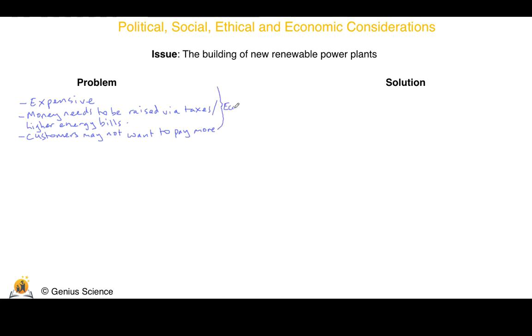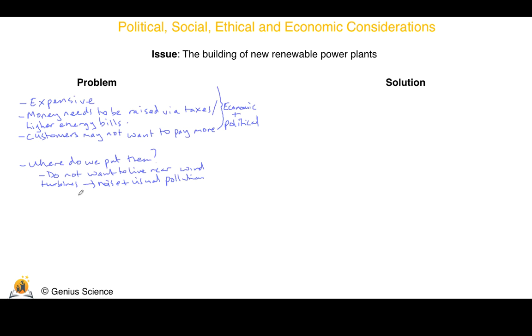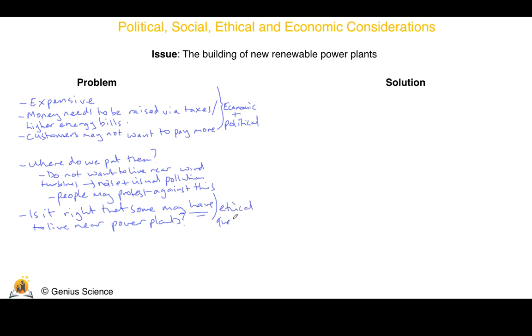All of these issues are economic and political. Economic because it concerns money, and political because governments have to decide on their economic policy. There are still some social issues and ethical issues that arise from this. Where do we put them? People do not want to live near wind turbines because of the noise and visual pollution. And people may protest against this happening. Is it right that some people may have to live near power plants? This is an ethical question.